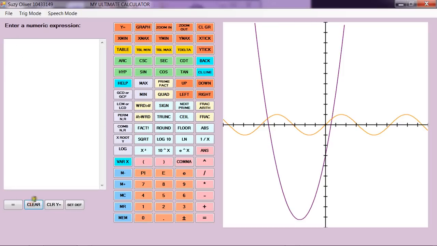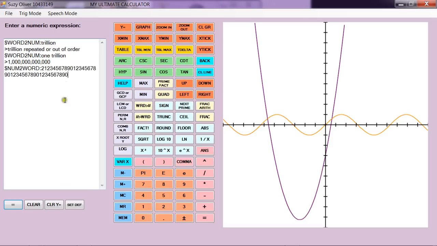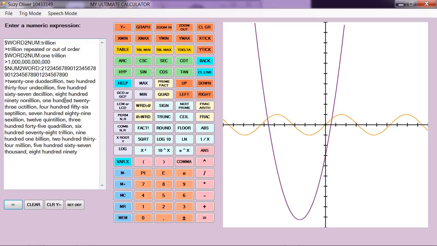Now we'll do some other things that most calculators don't do. I can do things like change words to numbers. Say you've forgotten what a trillion was. Actually, that's not going to work because I don't have a 1 in front of it. So I'm going to have to try it again. There we go. And then if I want to change numbers to words, okay, and it will change it to words.